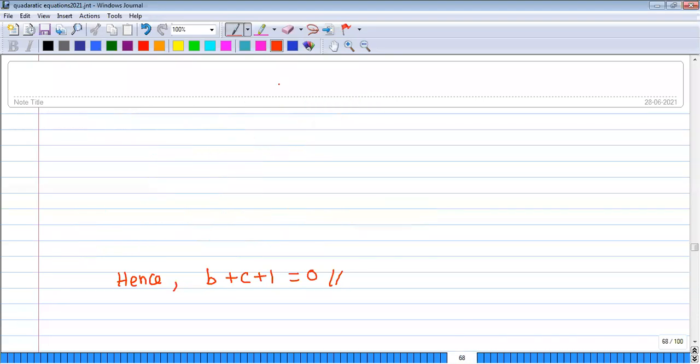Right. Now the second question. Answer on the previous page.